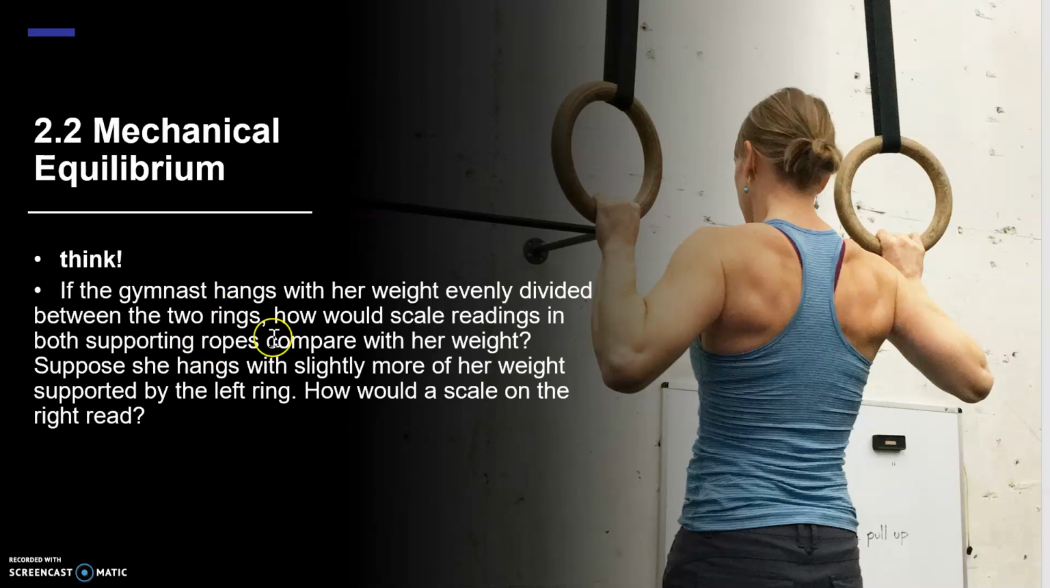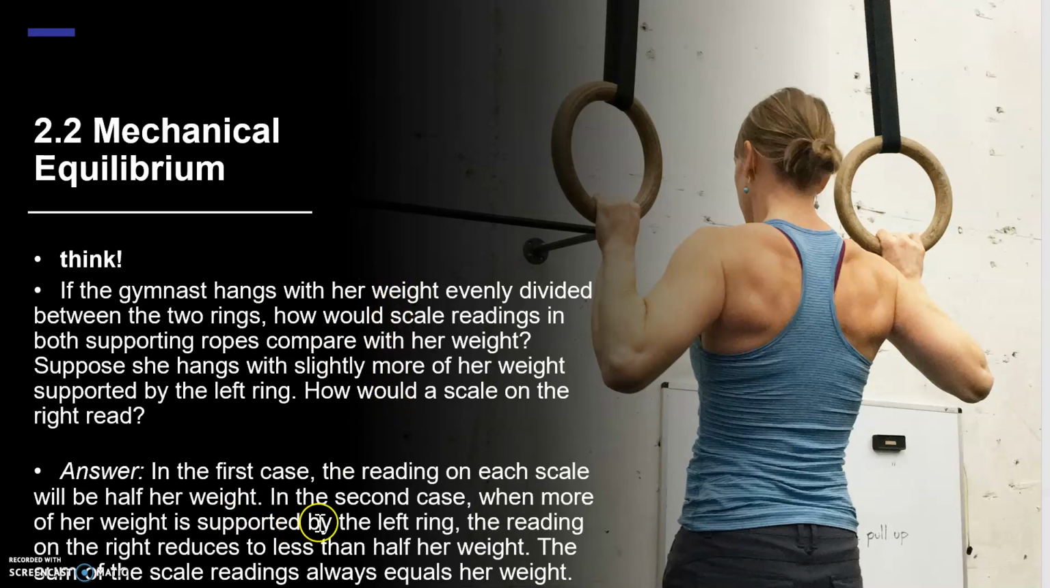All right, so I want you to think for a minute. If a gymnast is hanging with her weight evenly divided between 2 rings, how would scale readings in both ropes compare with her weight? If you somehow were able to attach in line with this rope a tension scale, what would those readings say relative to her weight if she was just to stand on a scale, for example? And what would happen if she was to slightly lean on one ring, use most of her strength to use one ring to suspend her weight?